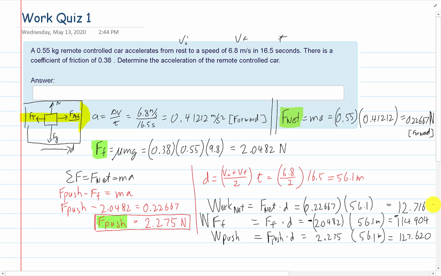Okay, one more. Emphasizing again before we do the last question, the net work is when we add up all the works of all the different forces, we get the net work done. And we make sure that these are all in joules. And yeah, you can see that this works out just beautifully.